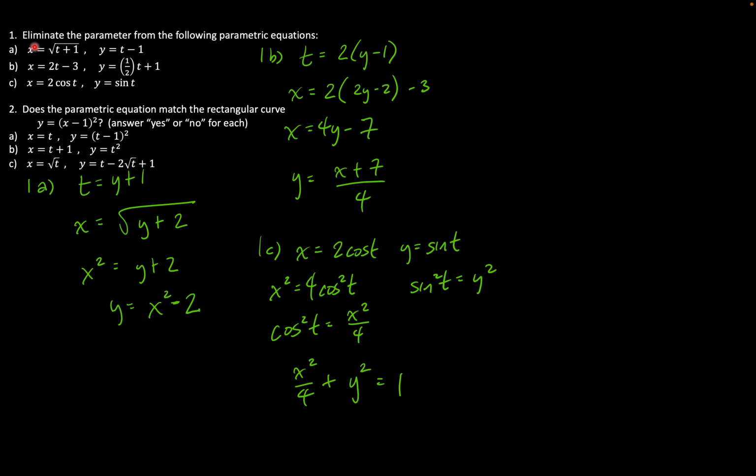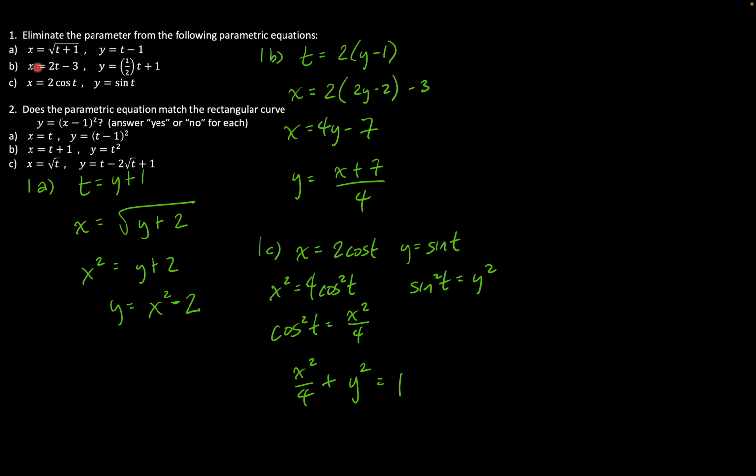So in 1a, we had x equal to root of t plus 1, y equal to t minus 1. It is easier to express t from the equation for y, so that's what I'm going to do. t equals y plus 1, which also means if I plug that back into the equation for x, x equals square root of t plus 1, that means x equals square root of y plus 1 plus 1, that's y plus 2. I can square it and represent y as x squared minus 2. This is the rectangular equation, y as a function of x.